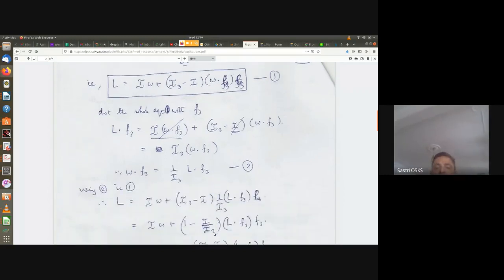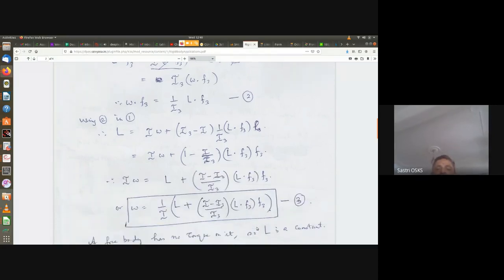And so it's very simple. So you can now substitute back for omega dot F3 in terms of 1 by I3 times L dot F3. That's what we are doing here. So you get I omega plus 1 minus, that's because I3, if you divide, you get I3 by I3 as 1 minus I by I3 times L dot F3 into F3.